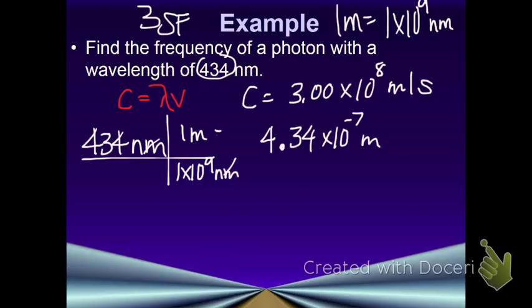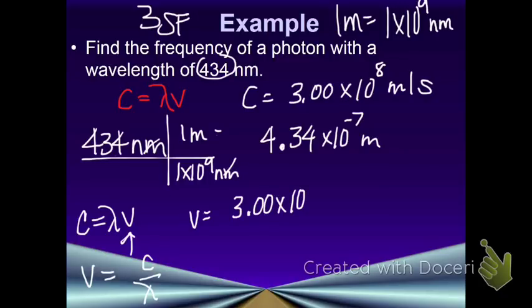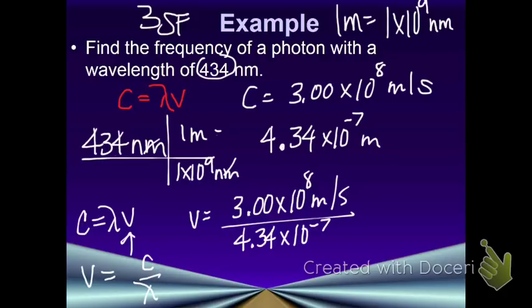So not very long in terms of what we think of as a meter. Now I'm going to take my equation. I'm solving for frequency, which is the nu. So I'm going to rearrange and say nu is equal to c over wavelength. Now I just plug everything in. So frequency is going to be equal to 3.00 times 10 to the 8th meters per second over my converted wavelength of 4.34 times 10 to the negative 7 meters.